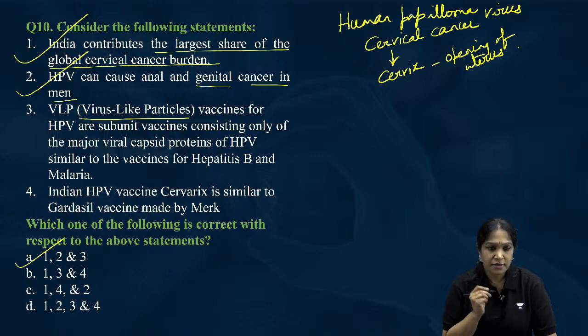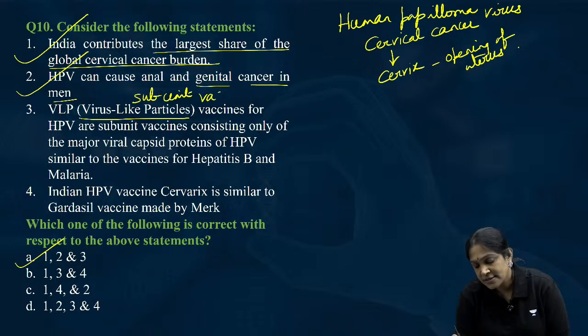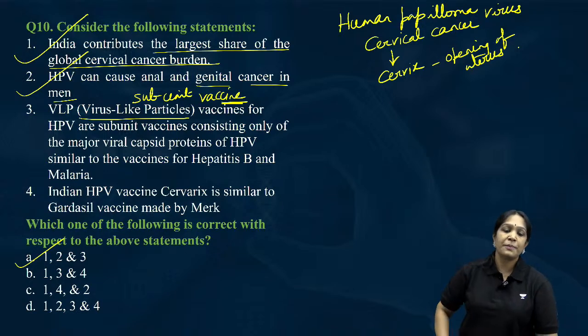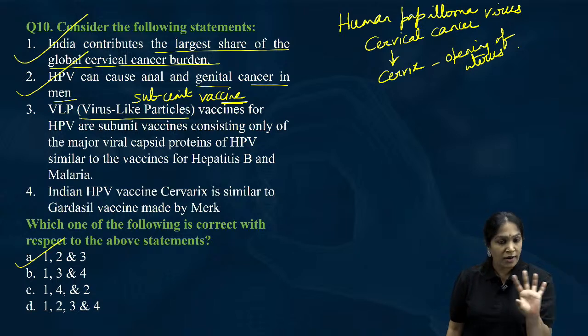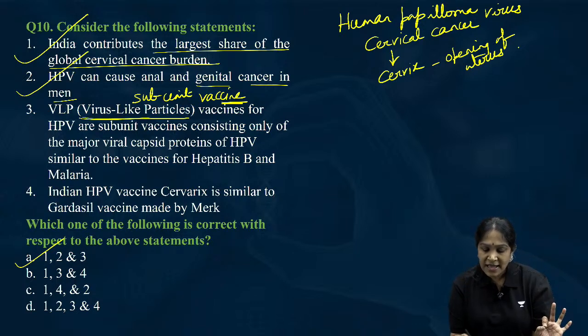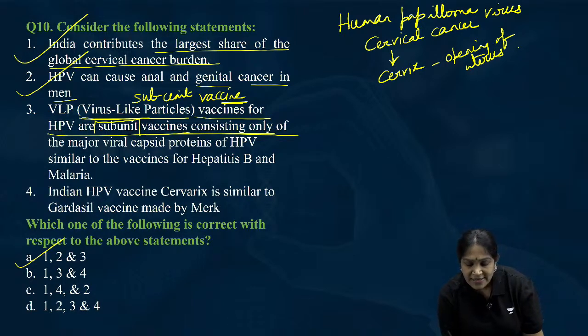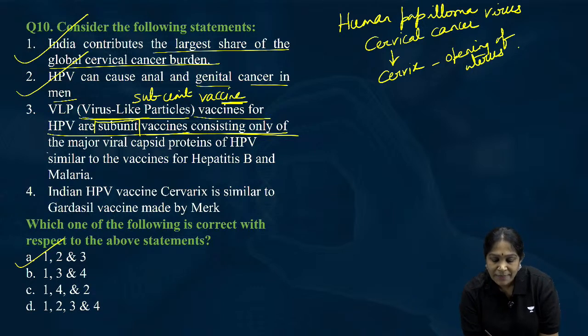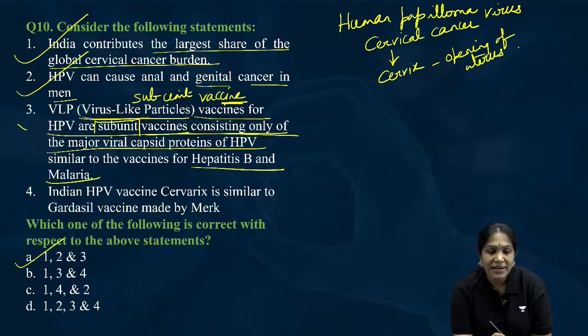Virus-like particles, VLP vaccine. Do you remember the subunit vaccine that we discussed? The same is the VLP vaccine. Virus-like particle, not the complete virus. Virus-like particle vaccines for HPV are the subunit vaccines consisting only of the major viral capsid protein of HPV. Is it clear? Similar to hepatitis B and malaria.